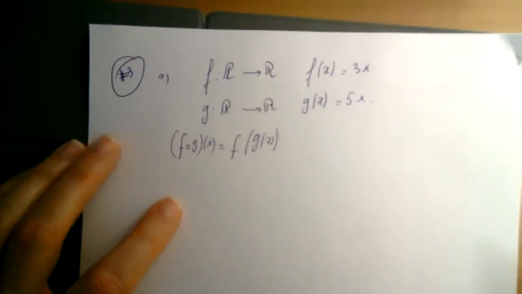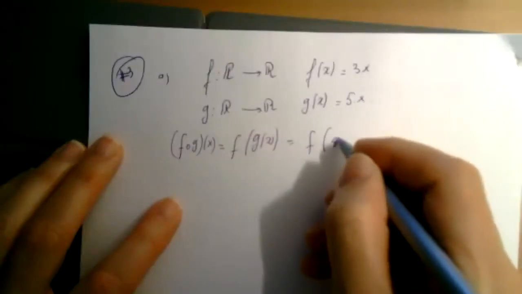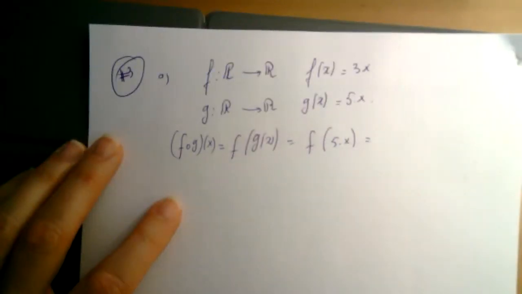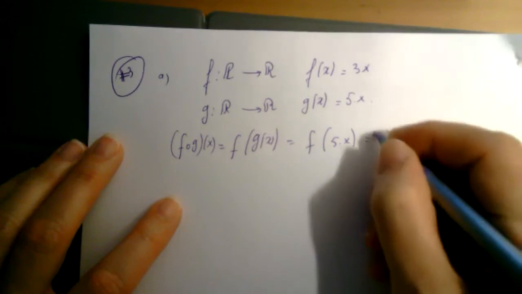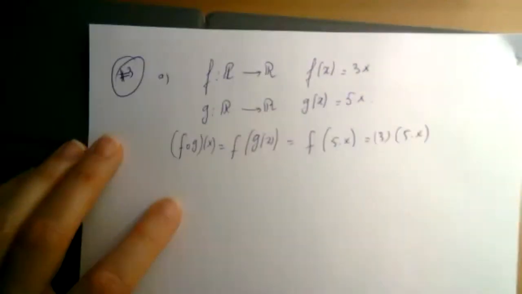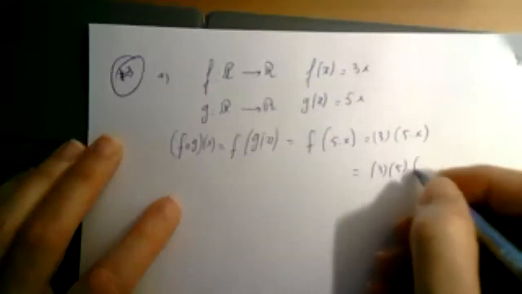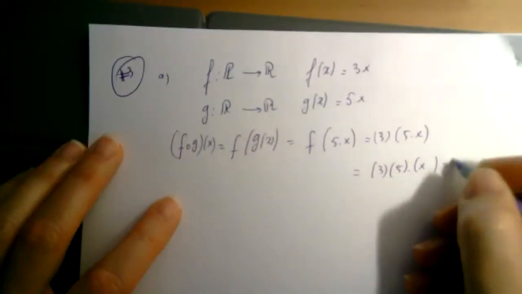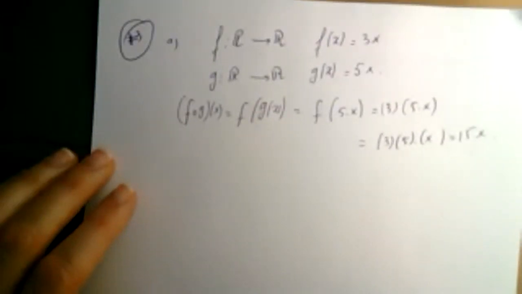Now the composition does what? f of g of x is f of 5 times x, because that's what g does. It multiplies a number by 5. f will multiply it by 3. So it's 3 times 5x. It means 3 times 5 times x, or it is 15x. Okay? So this is just a composition.